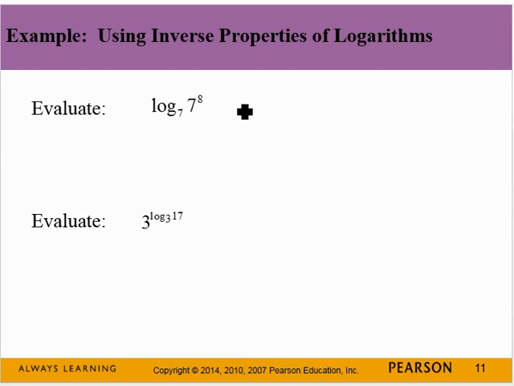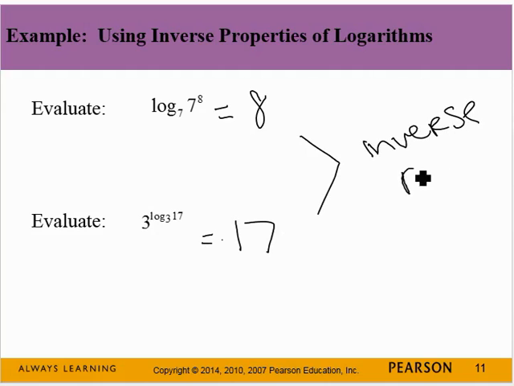Alright, so based on our rule from before, it's going to be 8. And again, based on our rule from before, it's going to be 17. This is the inverse rule.